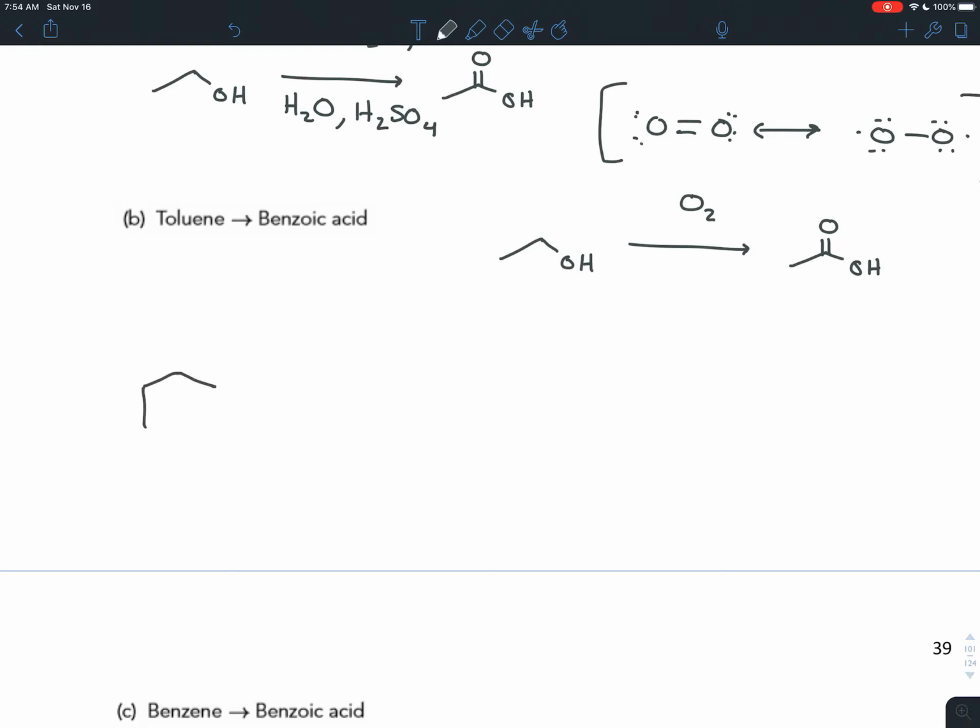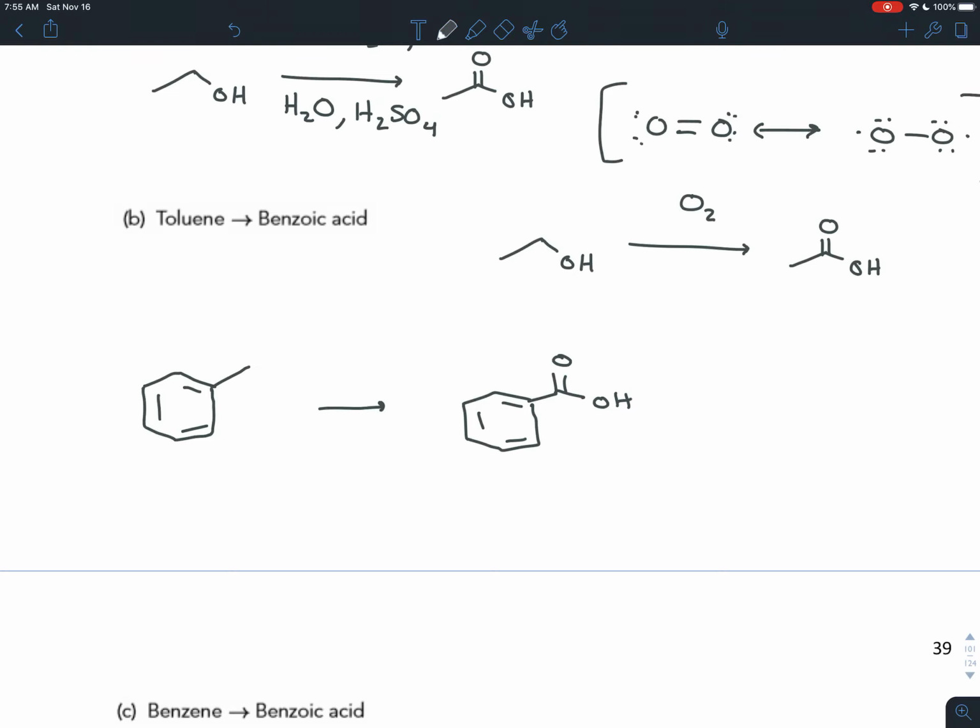All right, B, toluene. Toluene is a derivative of benzene. It's one of those derivatives whose names you'd want to know. It's methylbenzene in the IUPAC, if you were to treat it like a normal branch. So that's toluene, and then what we want to turn that into is benzoic acid. That's another one of the benzene derivatives. Benzoic acid is benzene, but with a carboxylic acid functional group coming off of it.